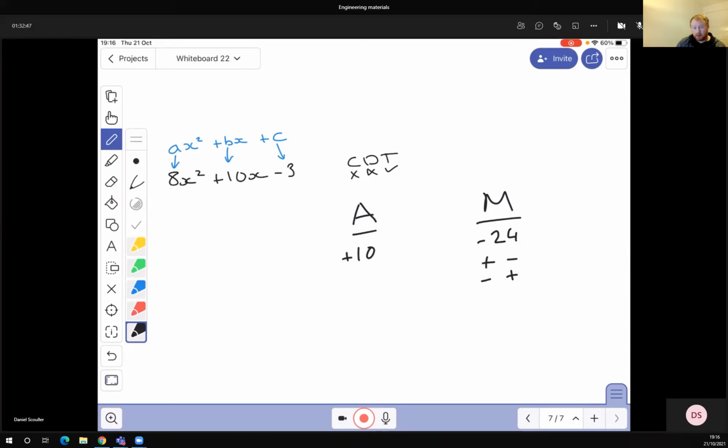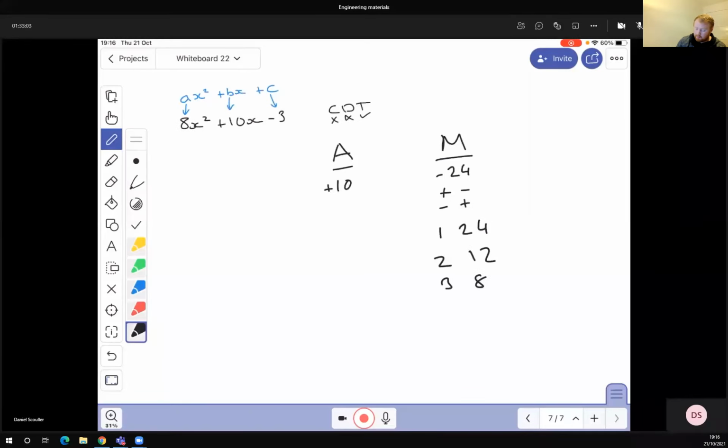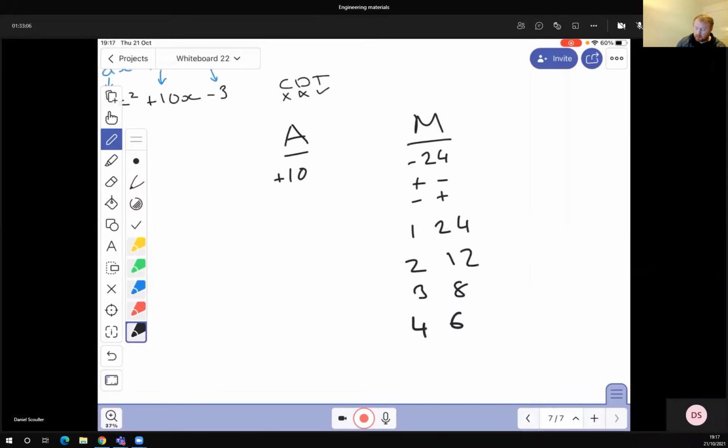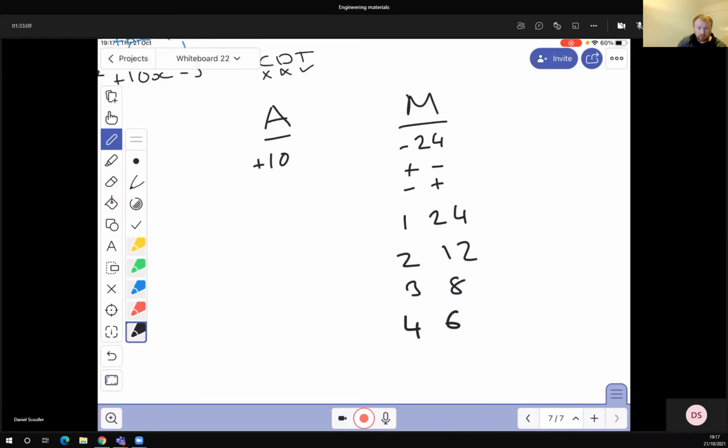Two numbers that multiply together to make minus 24 and add together to make plus 10. The factor pairs are 1 and 24, 2 and 12, 3 and 8, 4 and 6. Remember, let's get really good at these times tables. As daft as that sounds, just practice them, it makes your life a lot easier. 5 doesn't go, 6 does, but we've already got that there.